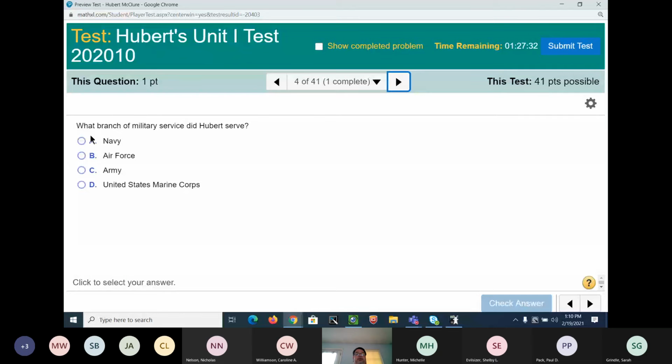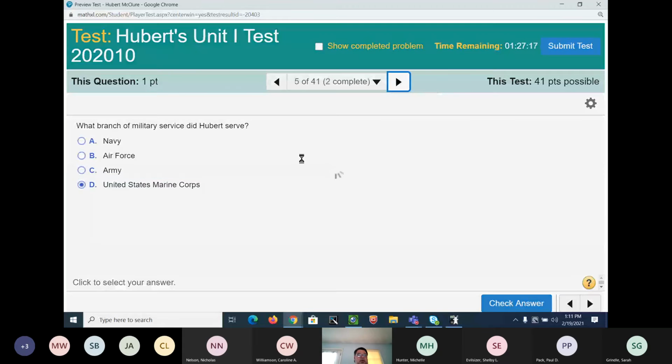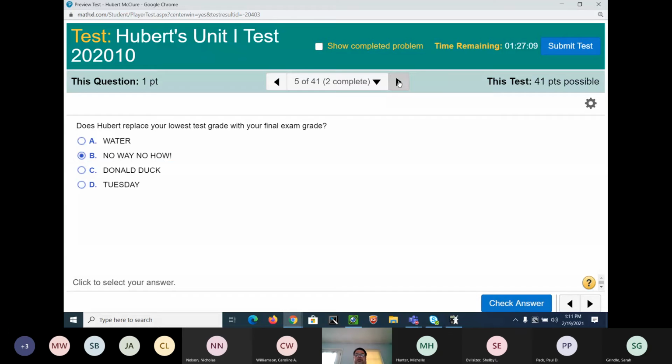What branch of the military did Hubert serve in? The only one with United States in front of it. And it's the only one that's on my information sheet that you should have read. Please don't put Army. Please don't. Don't do that. All right. Does Hubert replace your lowest test grade with a final exam? No. I give you all these points and all these attempts. No, I don't do that.